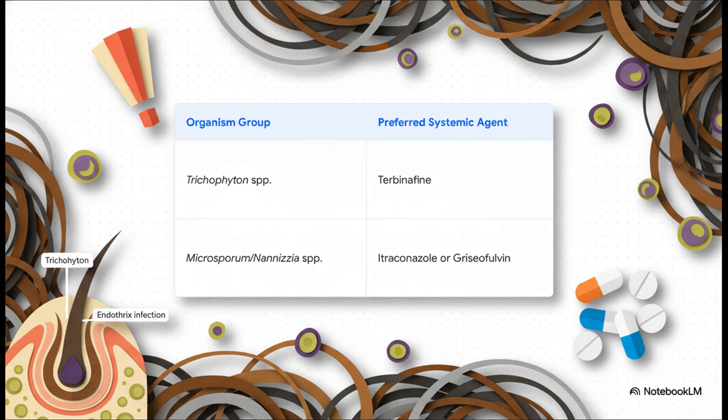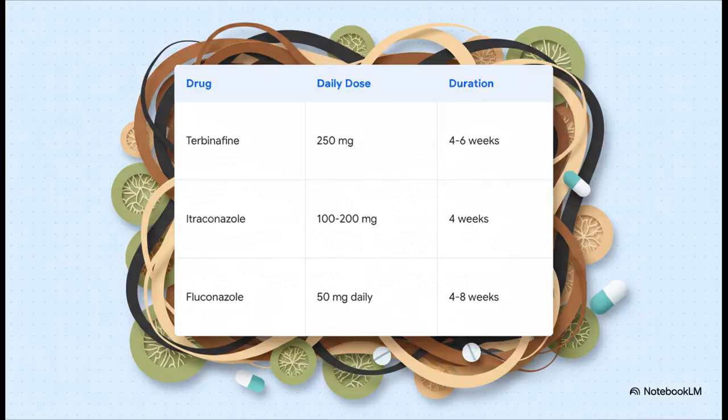You're going to go with either itraconazole or griseofulvin. You absolutely have to commit this to memory. Pathogen dictates therapy. It's that simple. Now for the nitty-gritty, the specific regimens for adults.